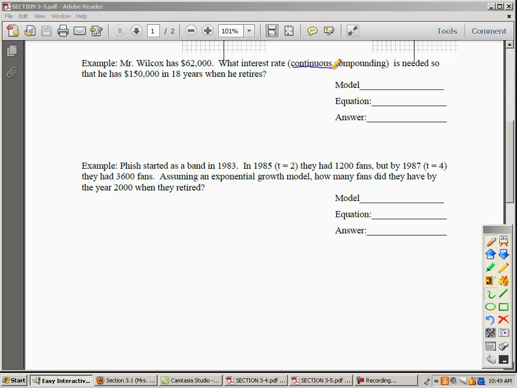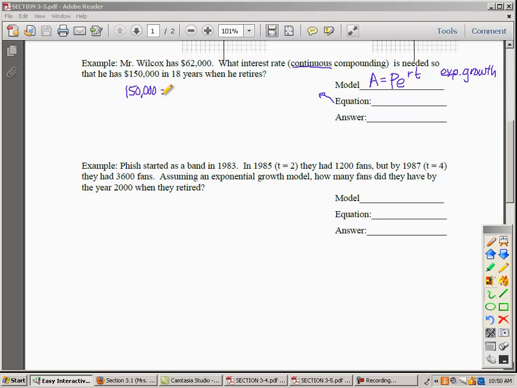Now, since we're talking about compounding continuously, the model that we're going to use is just the general equation, A equals P E to the RT. This is also a basic idea of exponential growth. Again, we're growing money. For the equation, I'm going to put all of the work over here. So as I look at this, let's start.